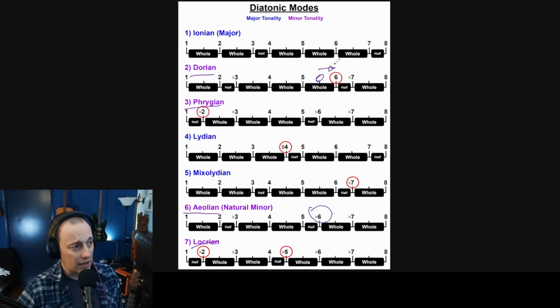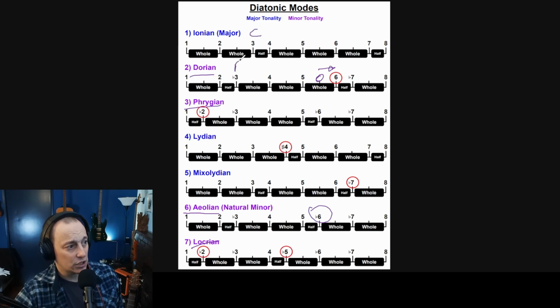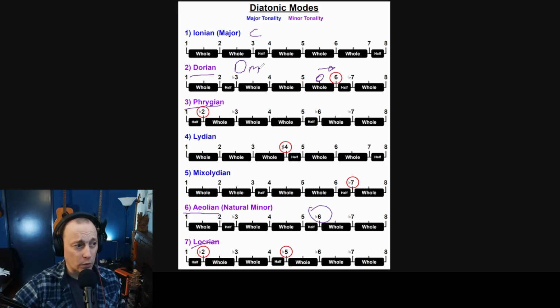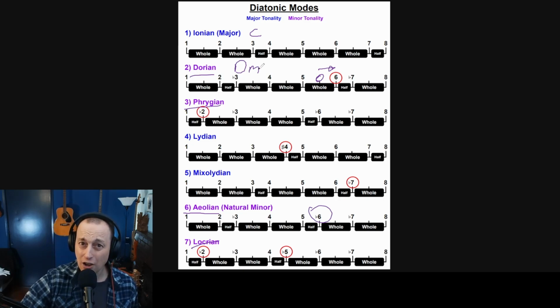We talked about earlier that if we're in C here, C is 1, D is 2, and the band is playing a D minor chord. I want to play a scale that goes really well over that D minor chord that does not go out of key.